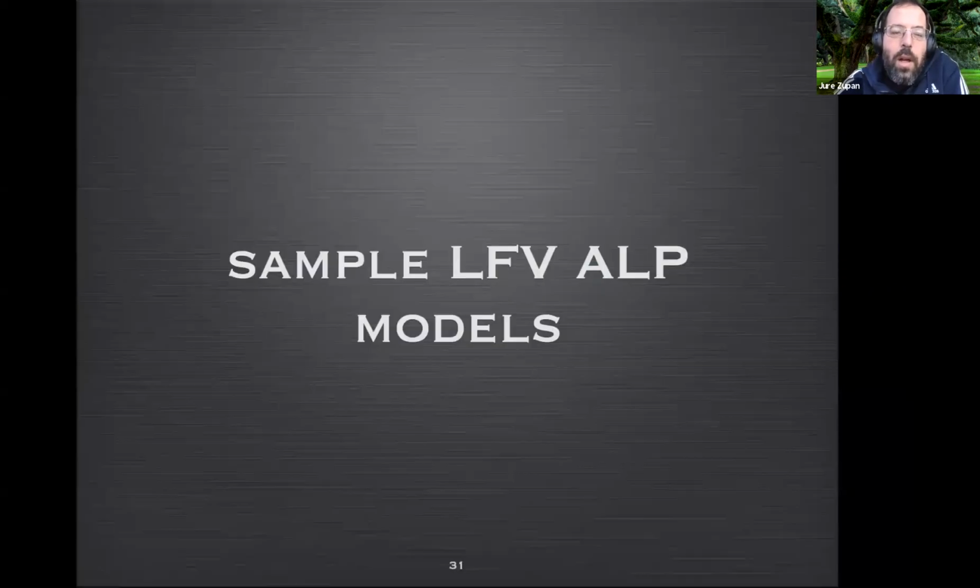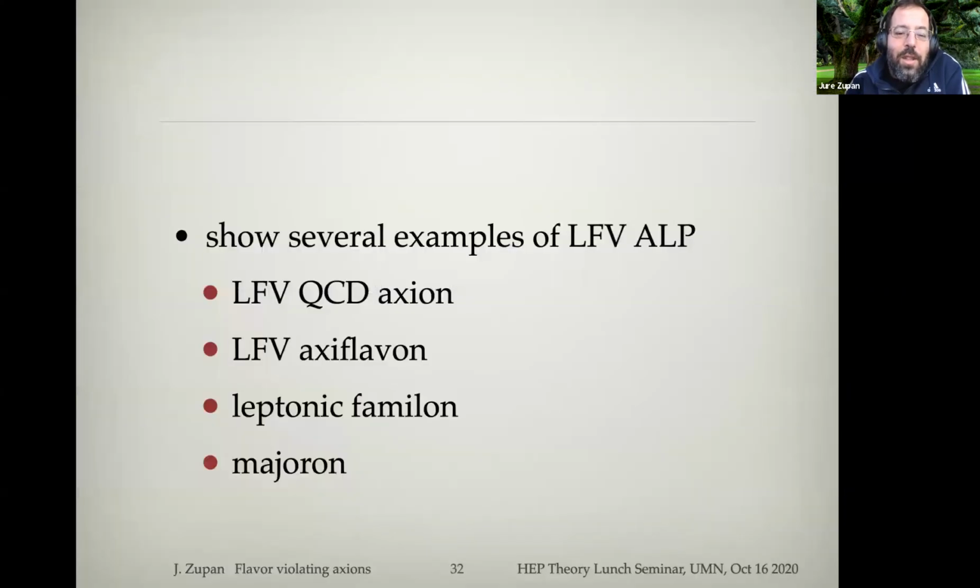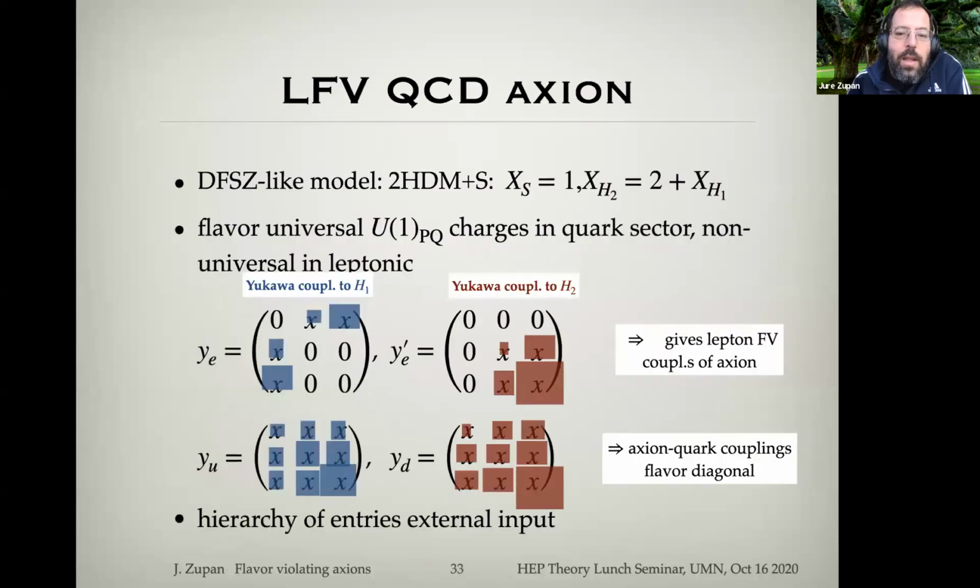All right, so I have 4 LFV ALP models. I will just go super quickly over what we looked at, and in the question session you can ask me more. So the 4 are the lepton flavor violating QCD axion, then the axiflavon version with lepton flavor violation, the leptonic famulon, and the muonon. And the first one is a QCD axion.